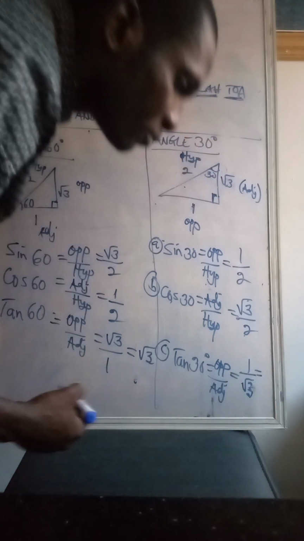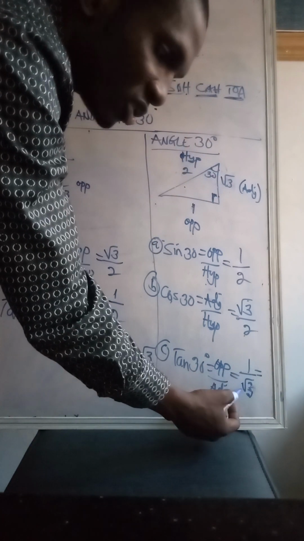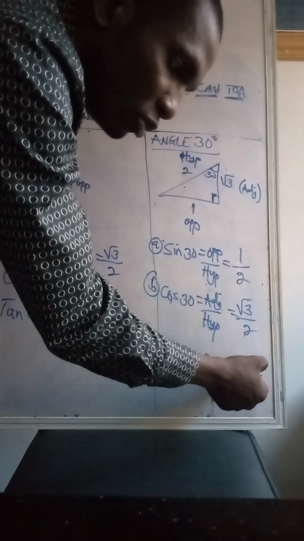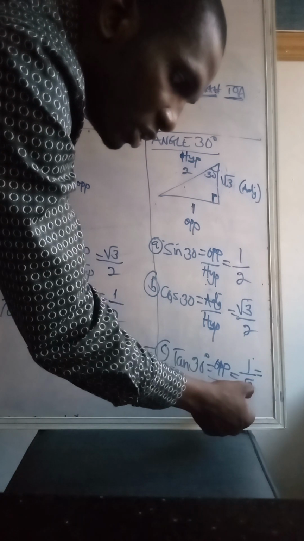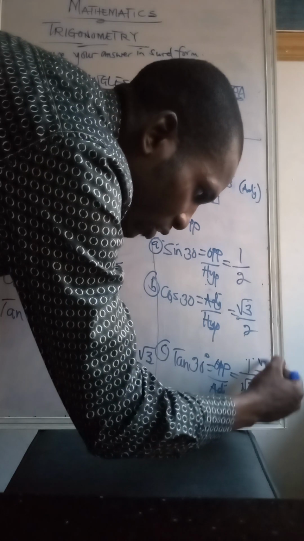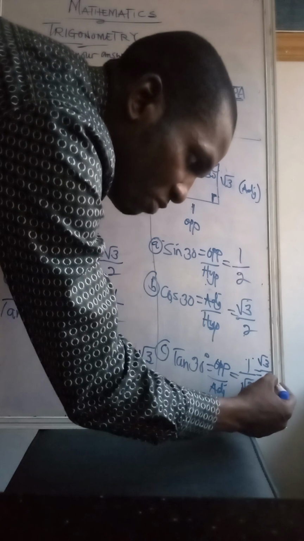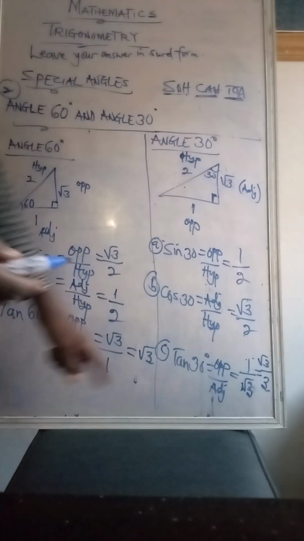And remember, the way we rationalize, so we need to rationalize this. So root 3 will multiply both numerator and denominator. So I'll say root 3 times 1, I'll get root 3 over root 3 times root 3 will give me 3. Therefore, tan 30 is root 3 over 3.